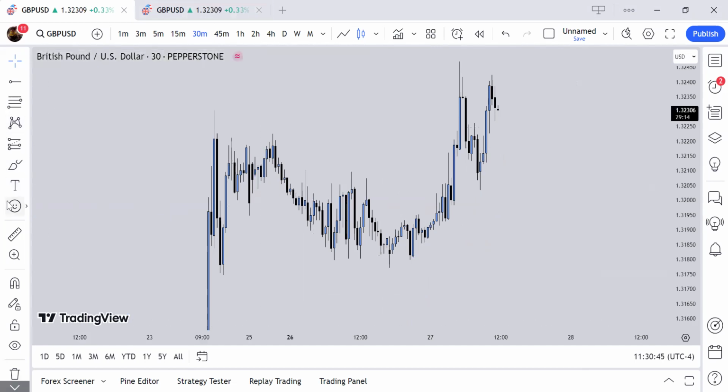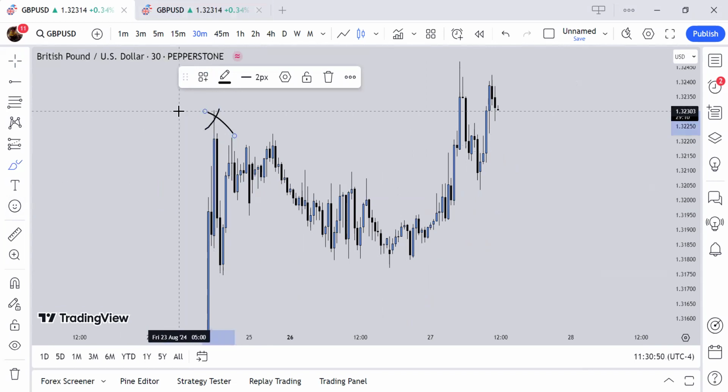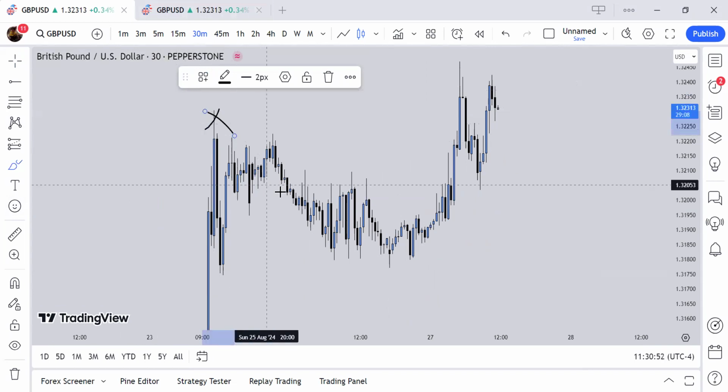Although we did see a lot of sellers from this particular high, and I did see a lot of people selling from this point all the way to this, expecting a further push to the downside. Meanwhile, you should not forget we actually have the buys on our side, right?